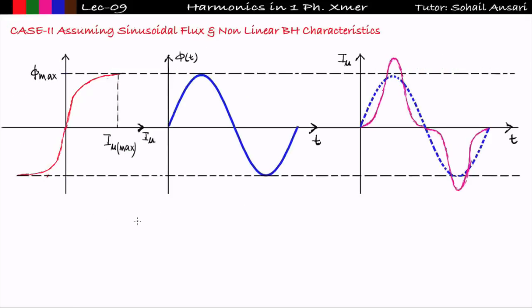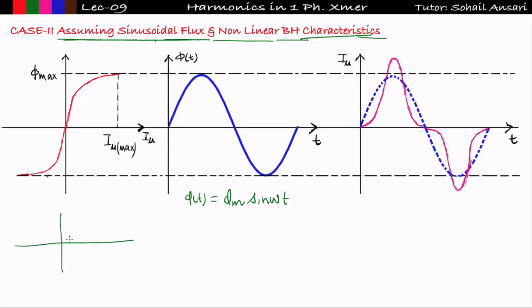Now see case 2. This is case 2 in which we are assuming sinusoidal flux. Again I am assuming that the flux phi t is equal to phi m sin omega t, and non-linear BH characteristics. Now we are not assuming linear BH characteristics. We are assuming the practical scenario, that is the non-linear BH characteristics. Non-linear BH characteristics look something like this. The ferromagnetic material has BH characteristics like this.